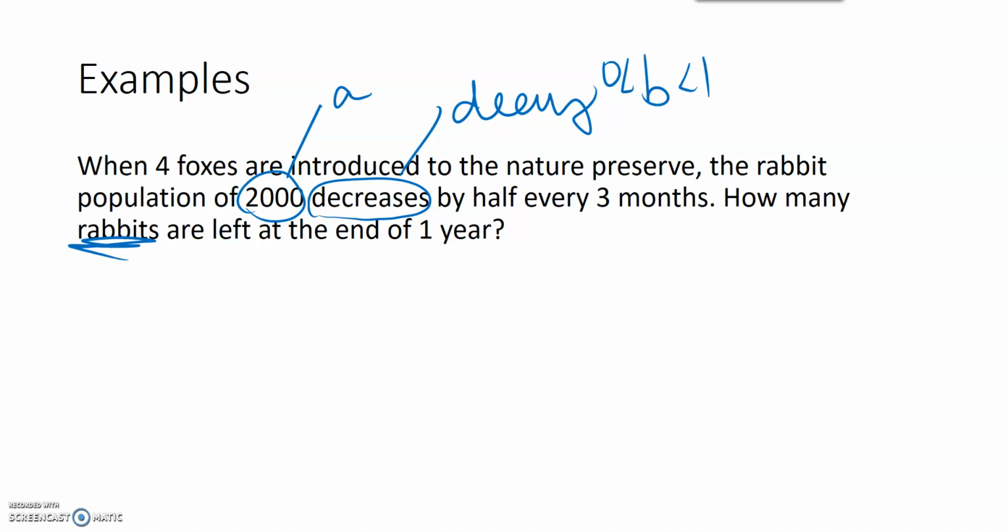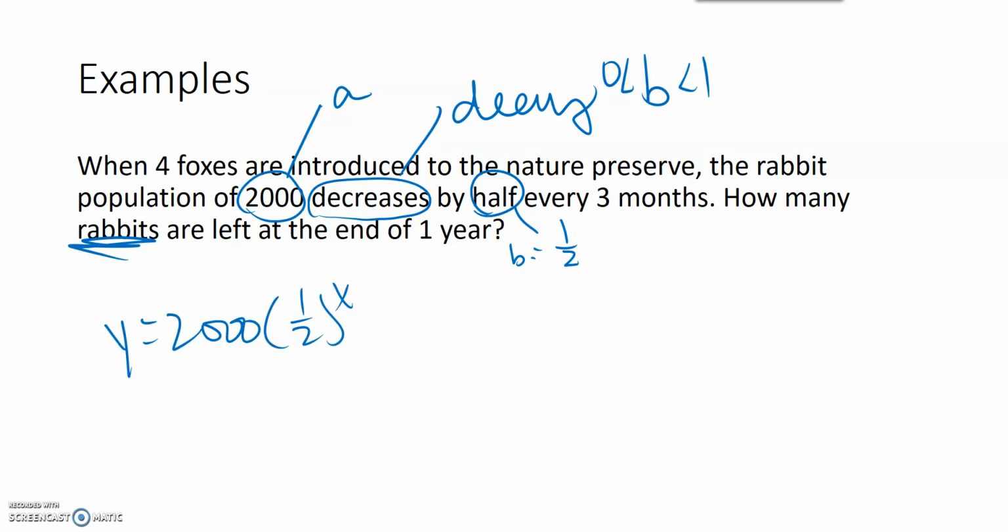Second read through, 4 foxes are introduced to the nature preserve, the rabbit population of 2,000, that's what we're starting with. This is A, and I know that because my question says rabbits. I'm not talking about foxes. The fox population isn't getting more or less. It's staying the same. It's 4. Now, really in the real world, it's going to grow or not, but for the problem, the fox population is not changing. The rabbit population is what we're talking about. Okay? And it decreases by half. That tells us that B is a half. So our equation, y equals 2,000 times 1/2 to the x.